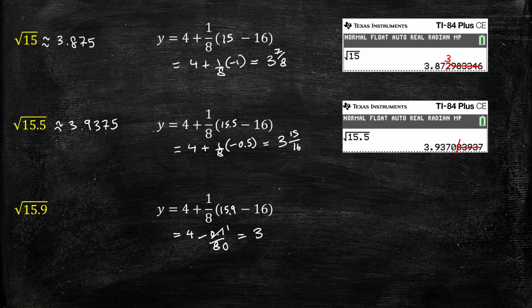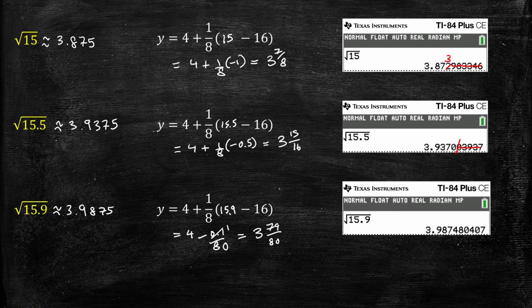So that's 3 and 79/80ths, sorry. And that works out to 3.9875, but we're saying that square root of 15.9 is approximately that. Let's see how we did to 4 decimal places. So 1, 2, 3, 4. Since there's an 8 there, this would round up to 5, and that's pretty accurate.